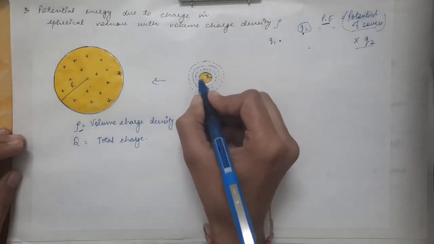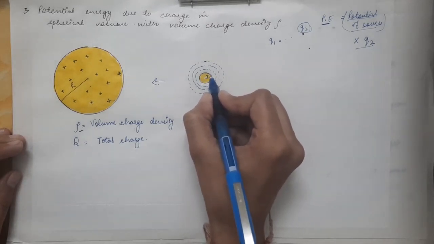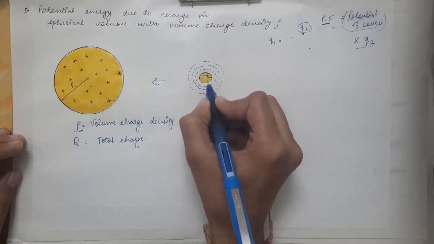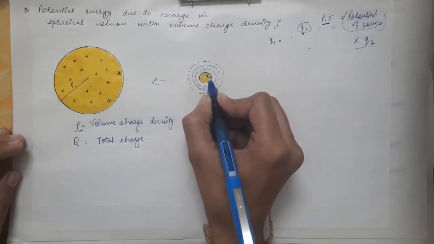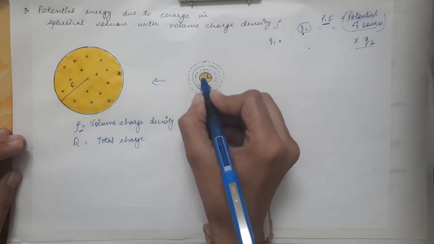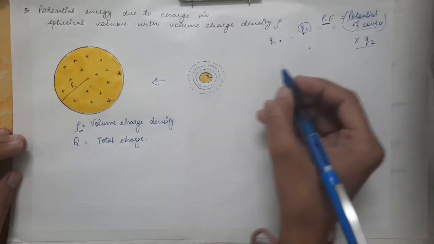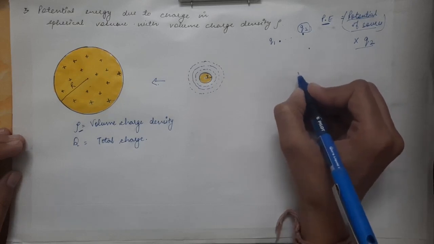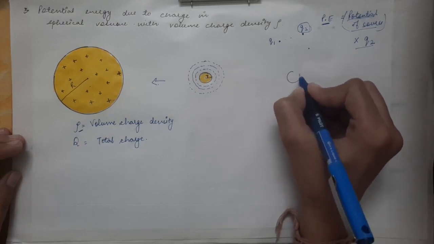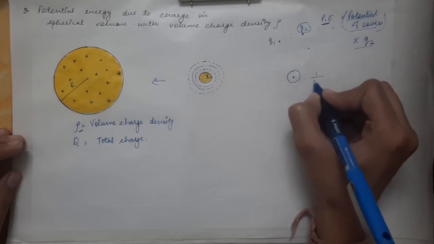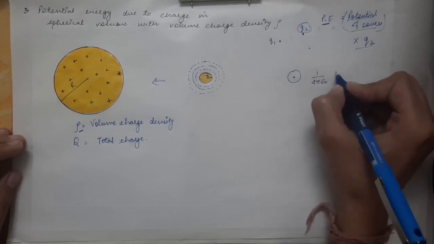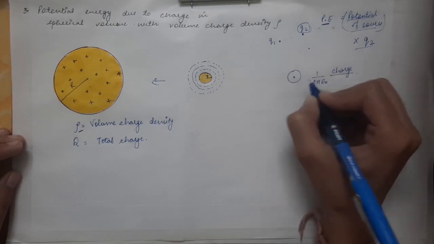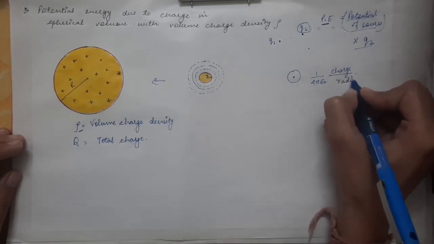Now this sphere will have a certain potential at its surface. This yellow sphere of radius small r has a certain potential on its own surface. And what is the potential on the surface of a sphere? It is 1 by 4 pi epsilon naught, the charge on this sphere divided by the radius of the sphere.